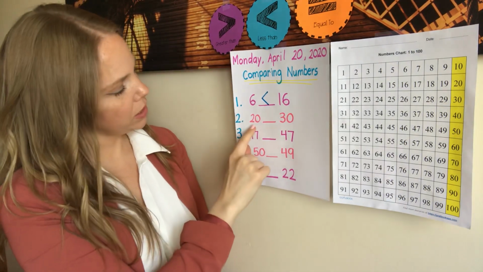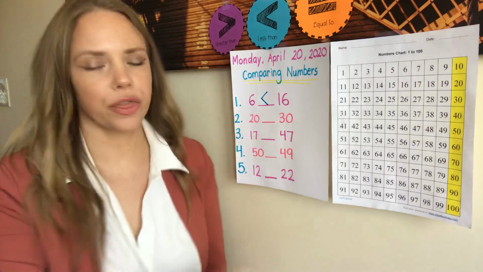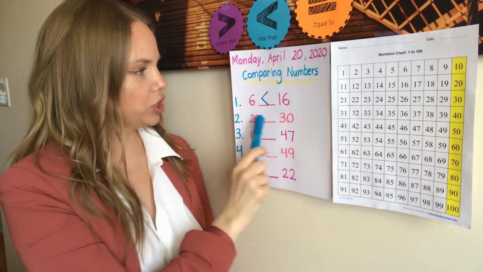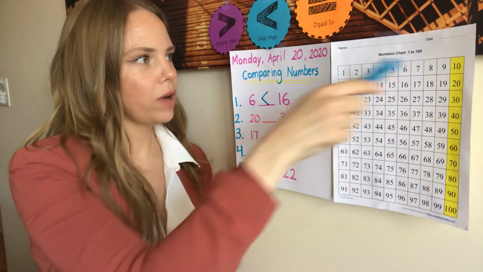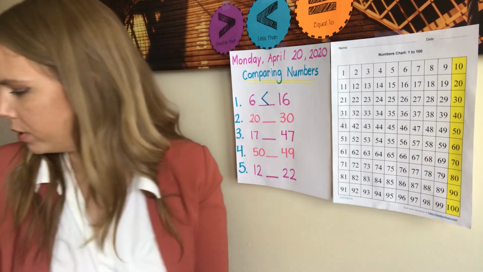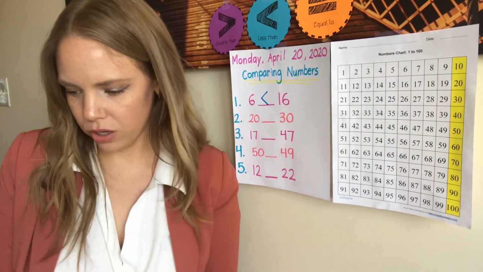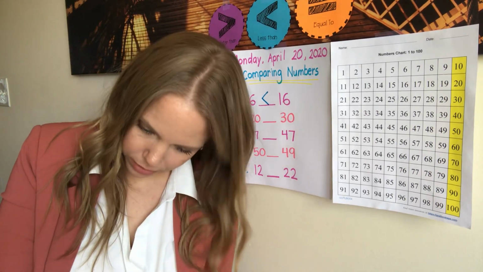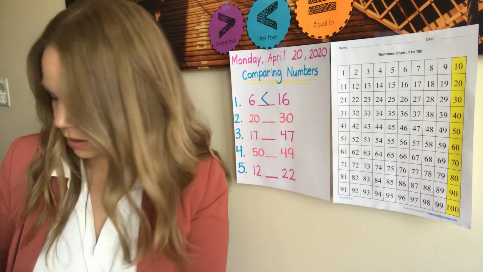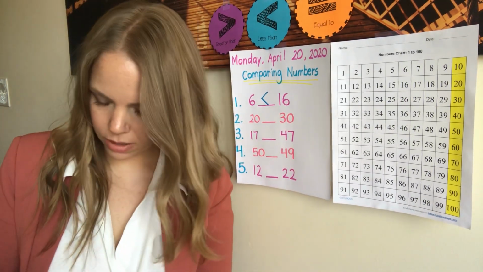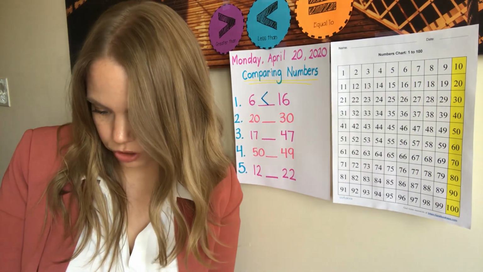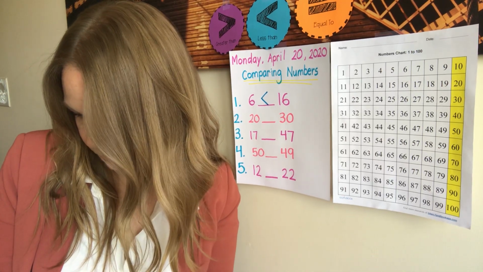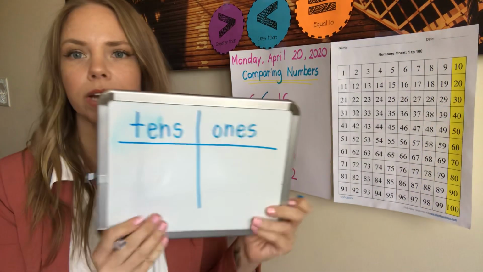Number 2 reads 20 blank 30. Okay, so I need to figure out which symbol to put here. Now, I showed you how I would use my hundreds chart to help me solve the problem, but now I want to see if I can use tens and ones to see which number is greater. Okay, so I'm going to make a place value chart.